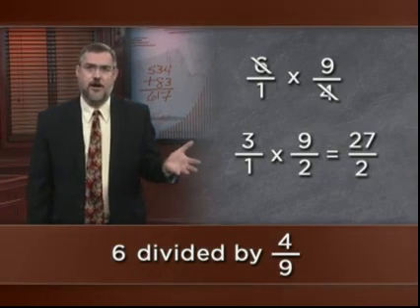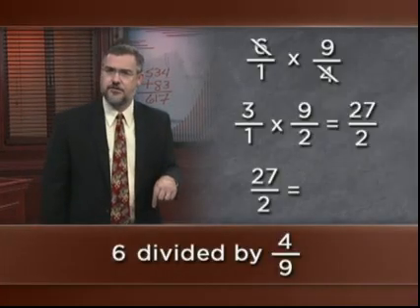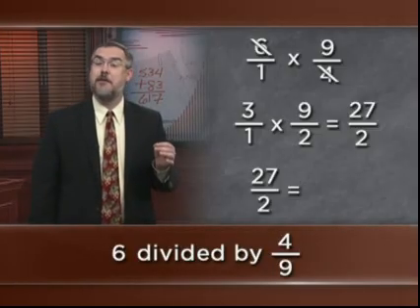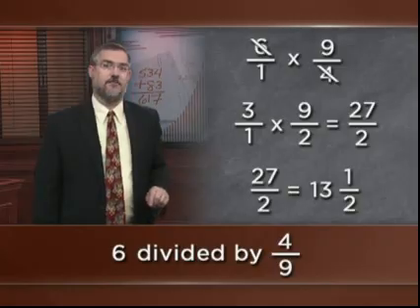Now that's an improper fraction. And since the 2 goes into 27 a total of 13 times, with a remainder of 1, our final answer can be rewritten as a mixed number, and that would be the mixed number 13 and 1/2.